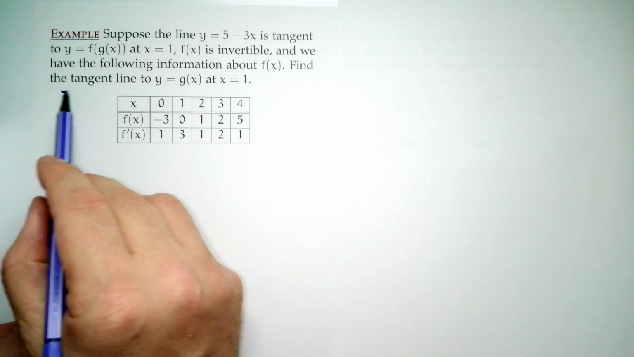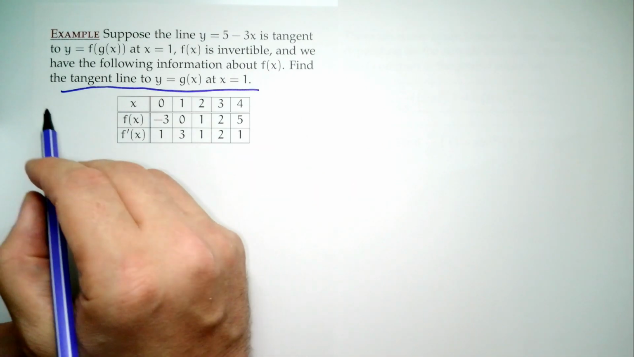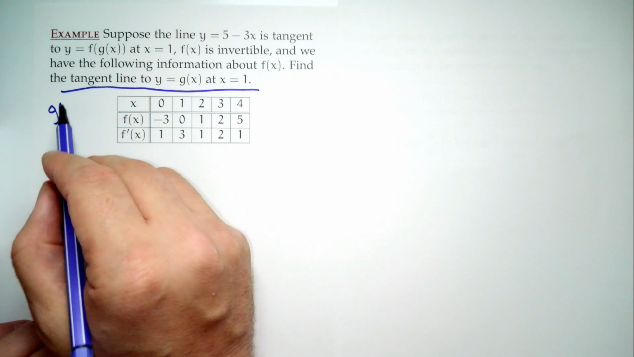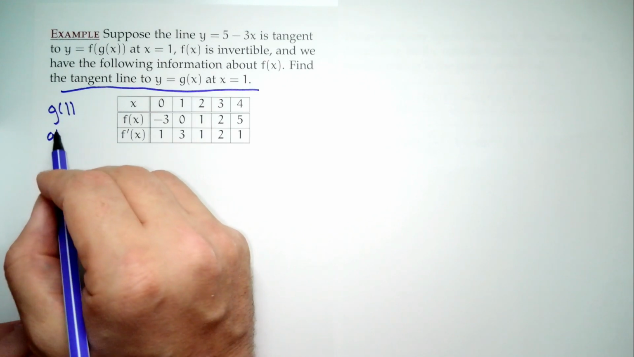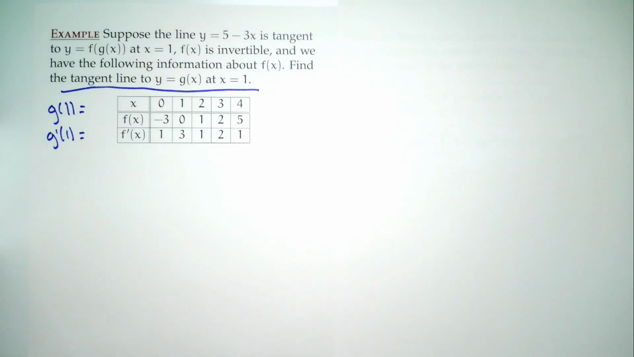So I'm looking for a tangent line to a curve at a particular point. What do I need to find? I need to find a point and a slope. So that translates into saying I need to figure out what is g of 1 and what is g prime of 1. That's what I'm after. I don't have that information yet, but by the time we finish, I'm optimistic we will.